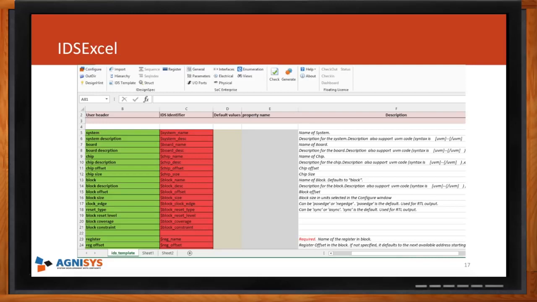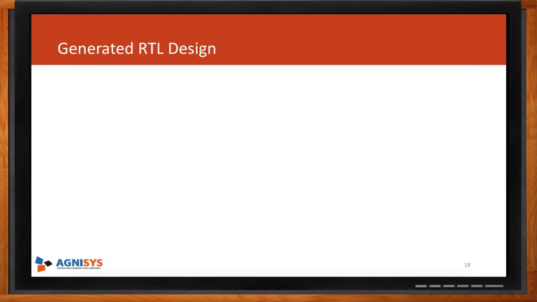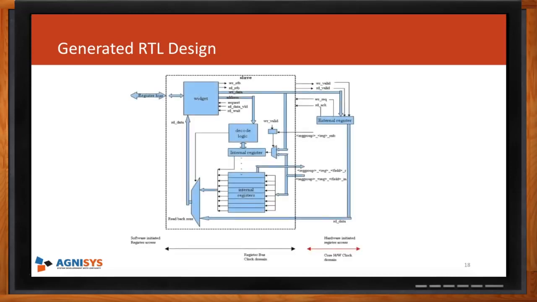Okay, so what does my generated RTL design look like? The generated RTL design is quite straightforward. You have the register bus on one side, we call that the software side or the host side, and you have the application logic on the other side. And you have the decode logic, internal registers, and the readback mux. And we have a capability where you can mark something as external and specify the RTL implementation. Okay, so that makes it possible for custom registers to be included.